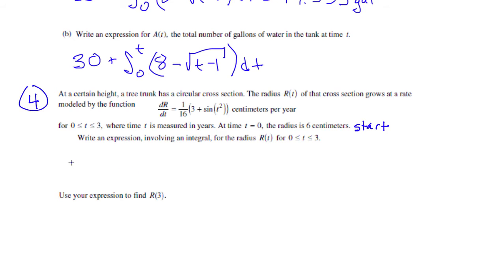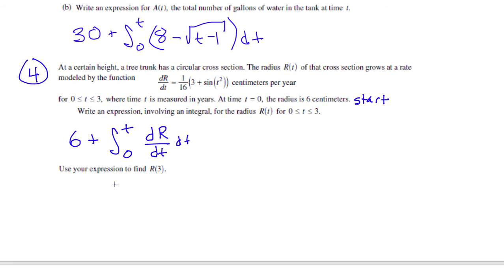So I'm going to do the start plus change is equal to n. So 6 plus the change. The change is going to be between 0 and t of our integral. So I'm just going to say, I think it's okay if we just say dR over dt. I guess dt. Does this cancel out? Do I have to worry about that? I think that's fine. And yeah, let's call that good.